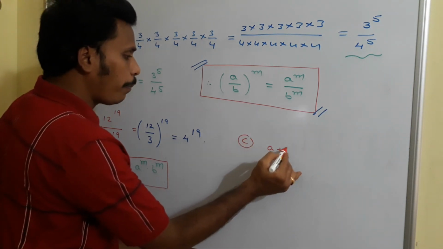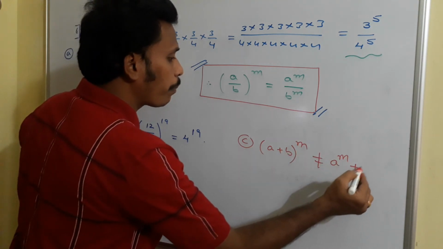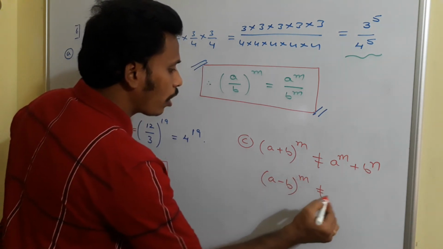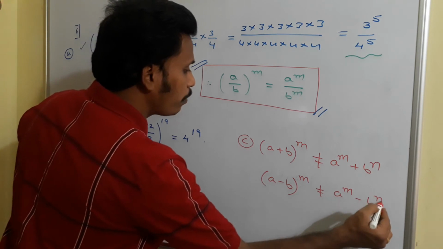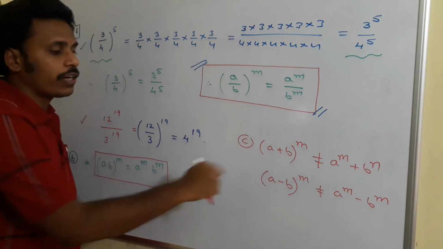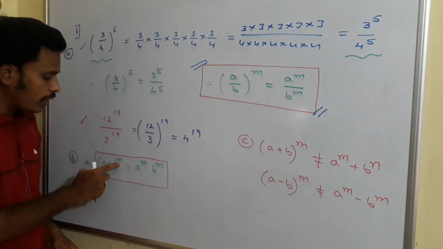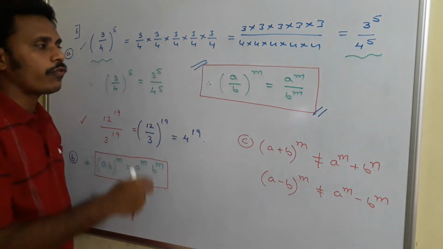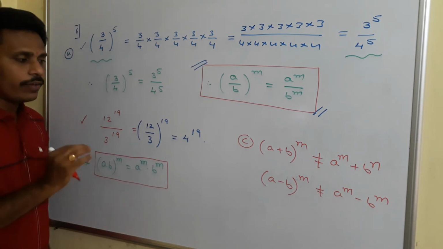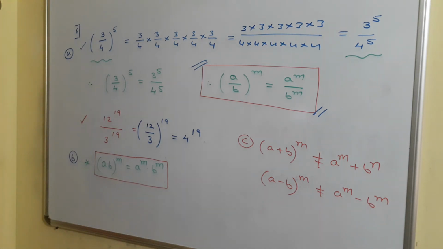What are those? A plus b power m is not equal to a power m plus b power m, and in the same way a minus b power m is not equal to a power m minus b power m. For addition and subtraction, we have no chance to distribute that m for each and everything. Whereas for division and multiplication, we have a chance to give that m for both the terms or all the terms of the initial base. Okay, just observe this, and I will give you one simple problem related to this. After that, I will go for the next law of exponent.